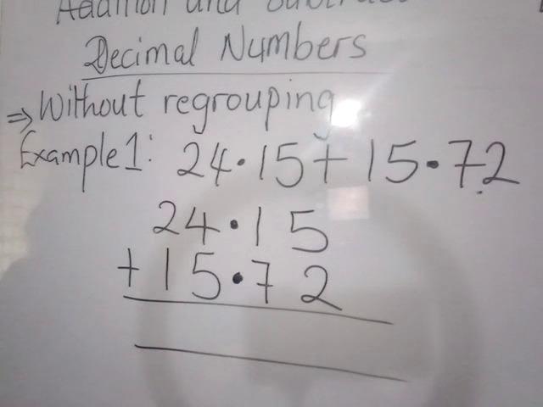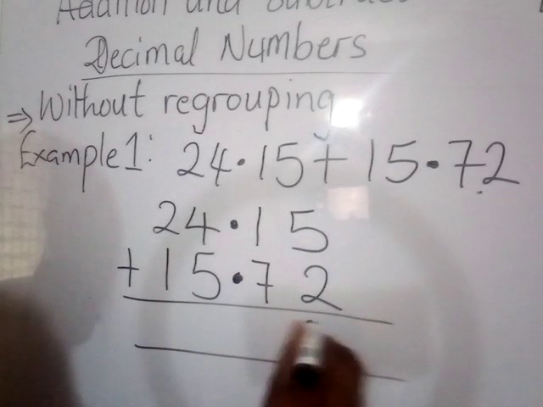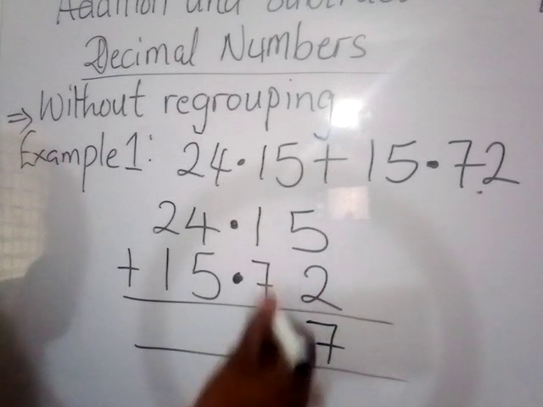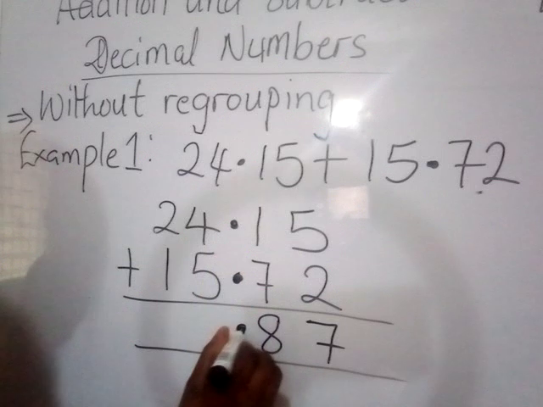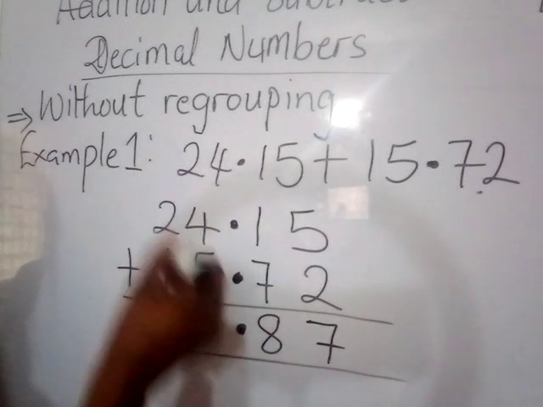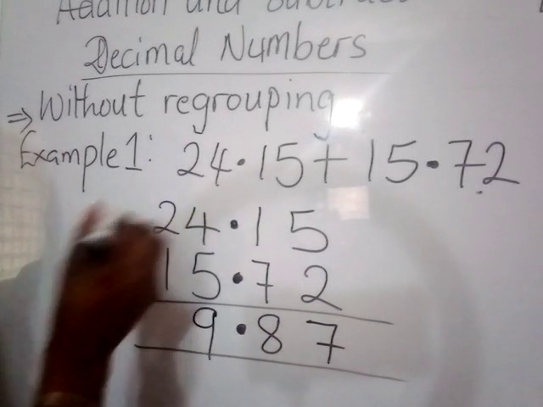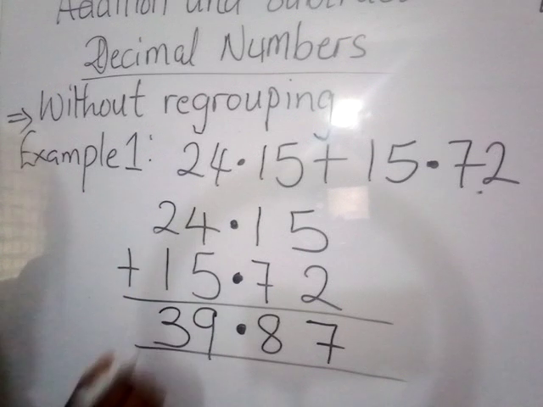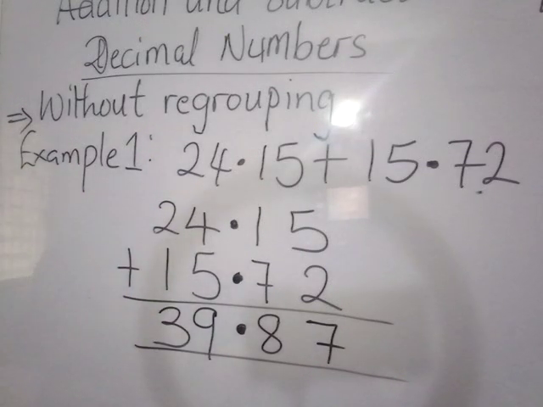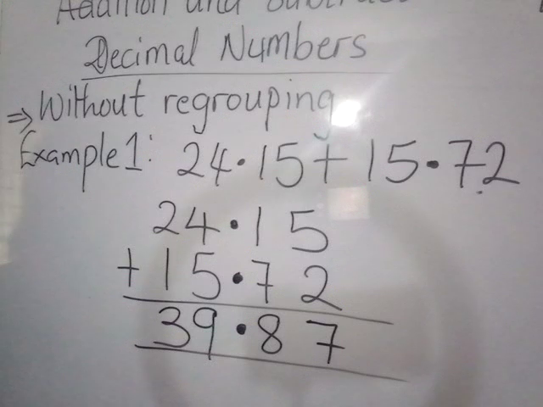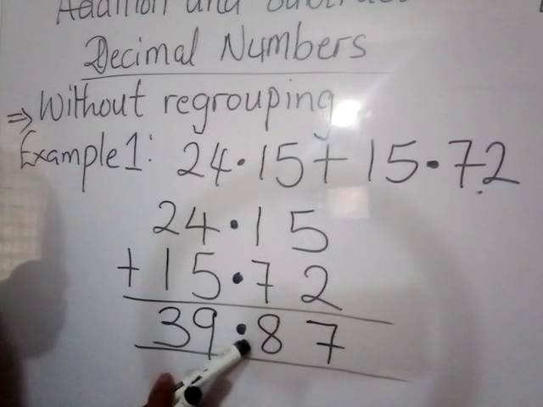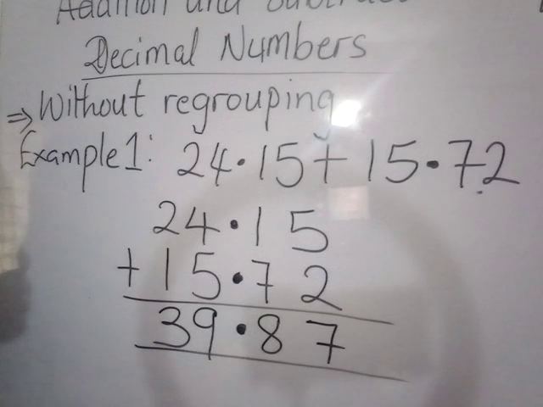Okay, so let's go on and add. 5 plus 2, that gives us 7. 1 plus 7, that gives us 8. And then you bring down your point. 4 plus 5, that's 9. And 2 plus 1, that gives us 3. So our answer is 39.87. So you see that's exactly the same way you add your regular numbers. The only difference is the presence of the decimal point.